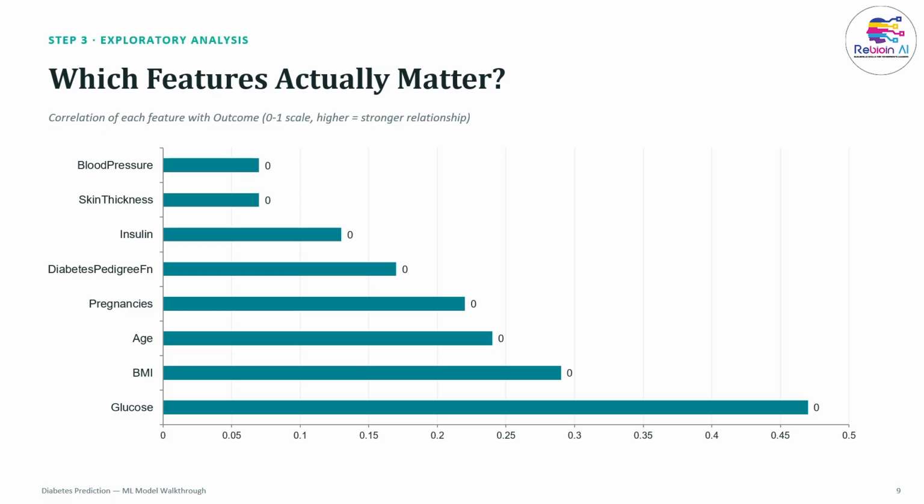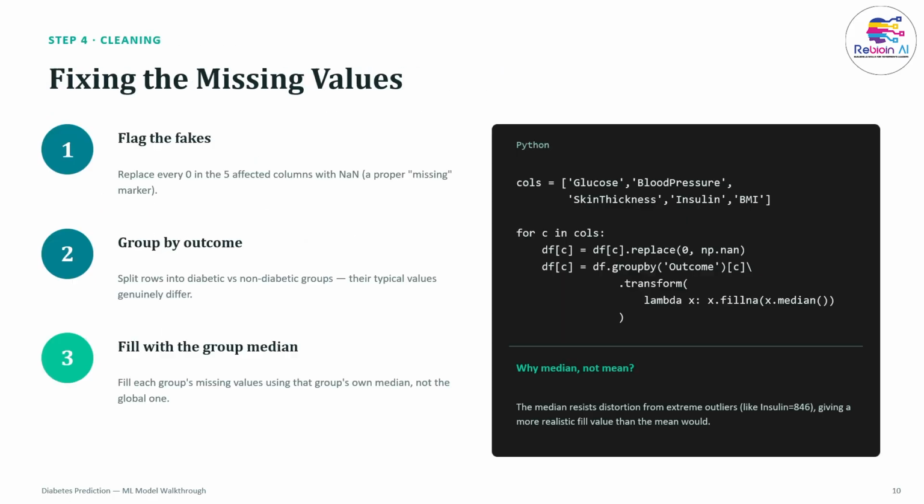Okay, so how do we actually fix this? Our approach has three steps. Okay, first, we flag the fakes. That is, we explicitly replace every zero in those five problem columns with a proper missing marker using NumPy's NaN.